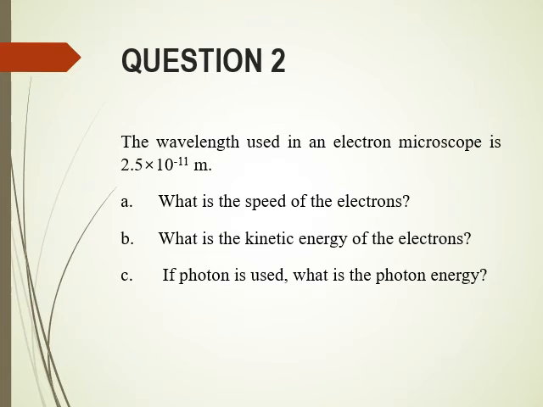Question 2. The wavelength used in an electron microscope is 2.5 times 10 to the power of negative 11 meter. What is the speed of the electrons? What is the kinetic energy of the electrons? And if a photon is used, what is the photon energy?